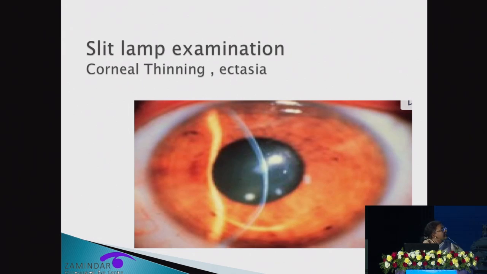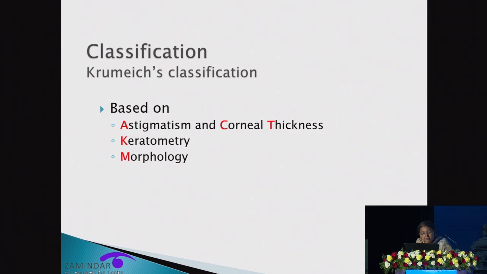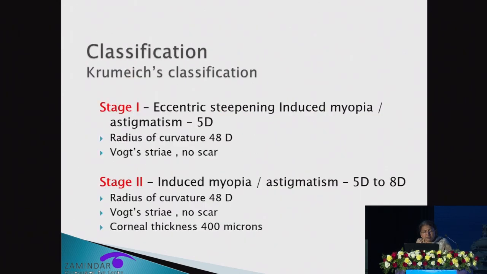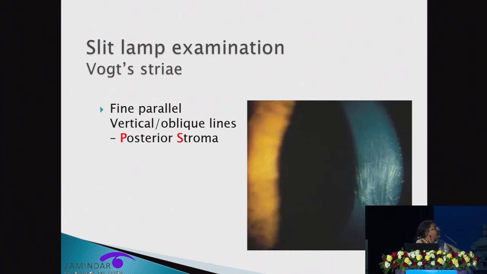The corneal thinning and ectasia, which is pronounced here in the center, you can see when you look at the slit lamp examination, there is thinning as well as ectasia, maybe not in a 2D picture. Of course, thinning definitely can be made out. Vogt's striae, these are fine parallel lines seen. We have to note that they're seen at the posterior stroma level and not the Descemet's level. These are fine vertical or oblique lines.